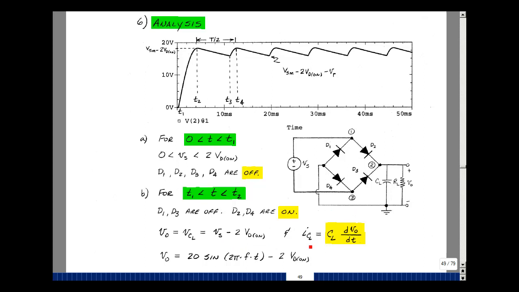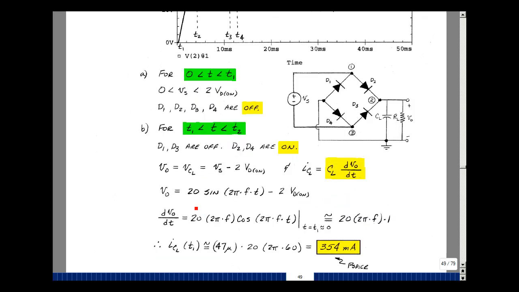And the current in the capacitor is the capacitance times the derivative of the voltage across it, which is also the derivative of V out. V out is a sine wave of 20 times the sine of 2 pi ft. F is 60 hertz here, but we leave it symbolic. And I've got 2 diode drops to subtract off. Take the derivative to predict the current in the capacitor.